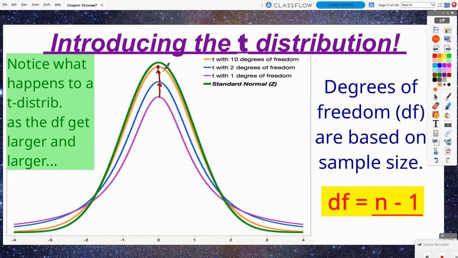Will a t-distribution ever get past a standard normal distribution? It will not. For my calculus-minded people, the limit of a t-distribution as the sample size approaches infinity, or as the degrees of freedom approach infinity, ends up being the normal distribution. So a t-distribution gets closer and closer, but never fully gets to a standard normal distribution.